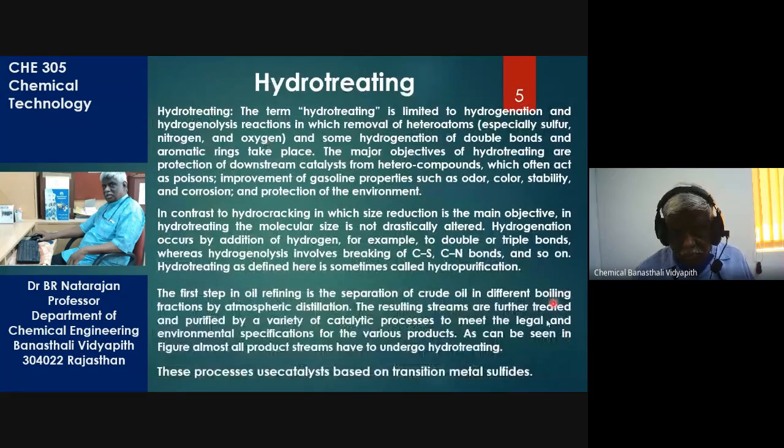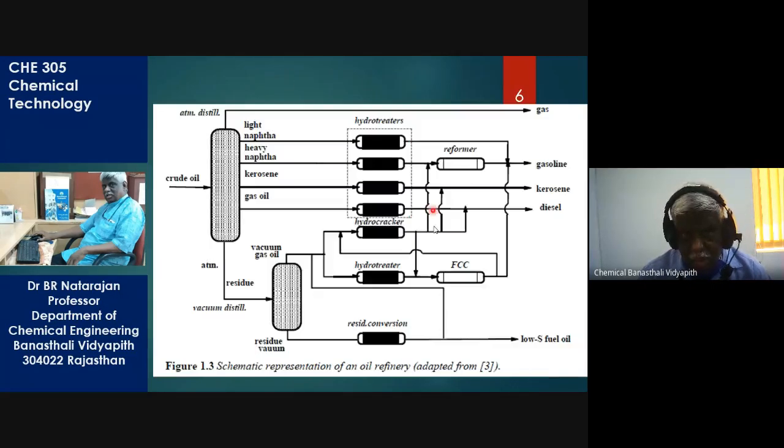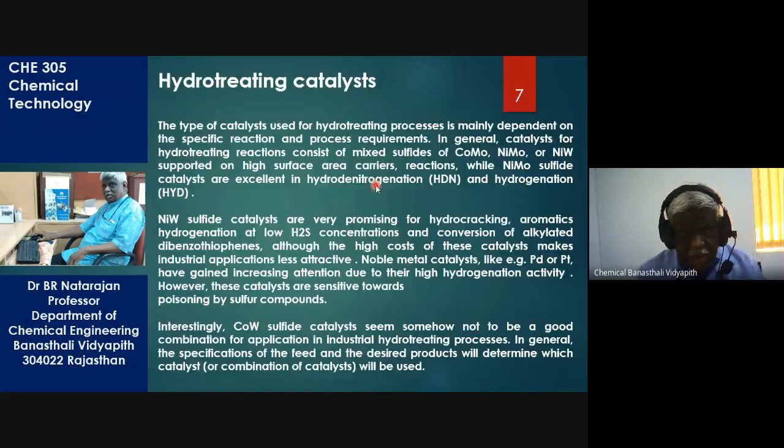So the processes used, what are the catalysts used? Catalysts used are transition metal sulfides. This is the most preferred one. We will see it some more, right? We have seen this figure, right? Now we come to what are the catalysts used? They mainly depend upon the specific reaction and process requirement.